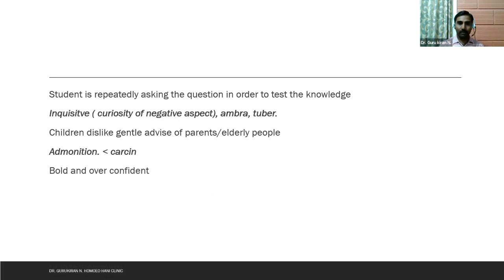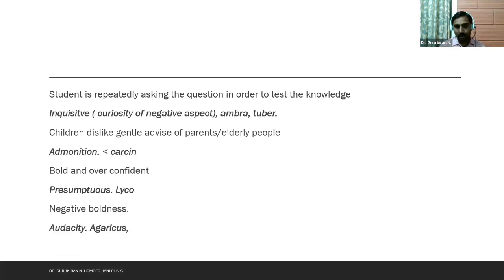Carcinosin. Bold and overconfident. That is presumptuous. Presumptuous, that is Lycopodium. Negative boldness. What is it? Audacity. Audacity, the major remedy is Agaricus. Negative boldness, what we see in the Bollywood movies, heroines. It's negative boldness.